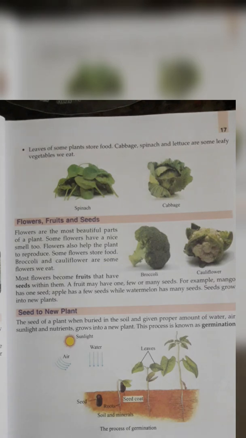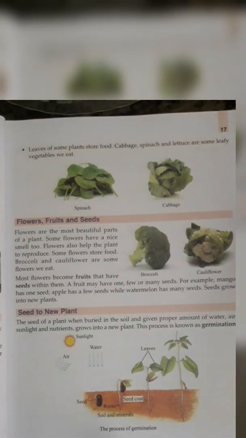Most flowers become fruits that have seeds within them. So the flowers, usually the flowers that have seeds within them, slowly become fruits. A fruit may have few or many seeds. For example, mango has one seed, apple has few seeds, while watermelon has many seeds. Seeds grow into new plants.